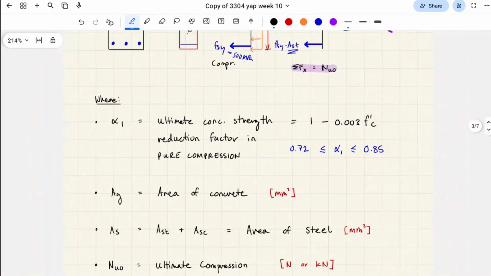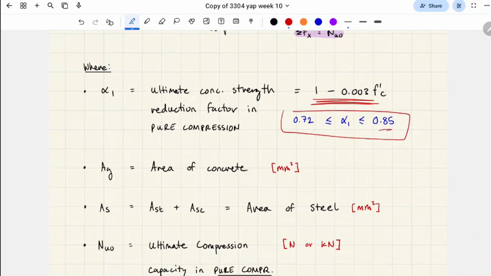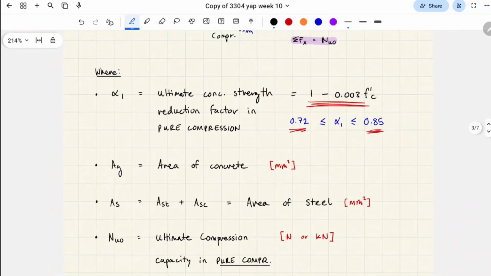Okay, so here's the formula for alpha 1, right? I haven't memorized this formula, because it doesn't come up very often. It looks a little different. It's 1 minus 0.003 FC, but alpha 1 has to be less than 0.85, but greater than 0.72, right? So that's the range it falls between.